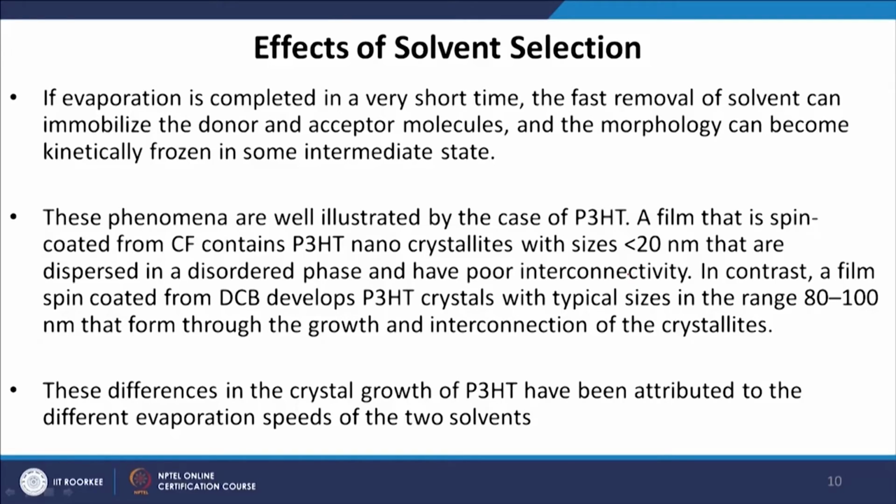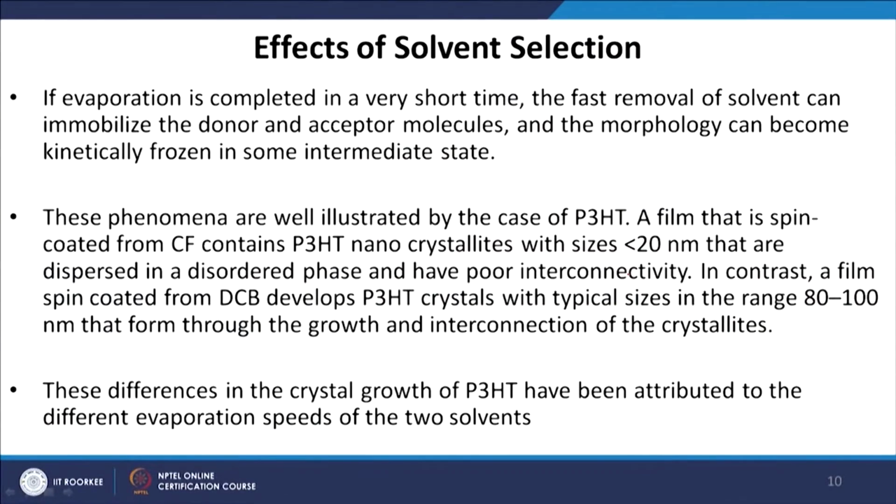P3HT PCBM devices. If you use a solvent with a boiling point of 65 degrees Celsius, for example, if you make a P3HT PCBM blend device from chloroform, and on the other hand if you make it from dichlorobenzene, which has a much higher boiling point than chloroform, the film morphology is way better than with chloroform, because now the possibility of getting a thermodynamically stable morphology is much higher in the case of 1,2-dichlorobenzene in comparison to chloroform. If evaporation is completed in a very short time, the rapid removal of solvent can immobilize the donor and acceptor molecules, and the morphology can become kinetically frozen in some intermediate state.